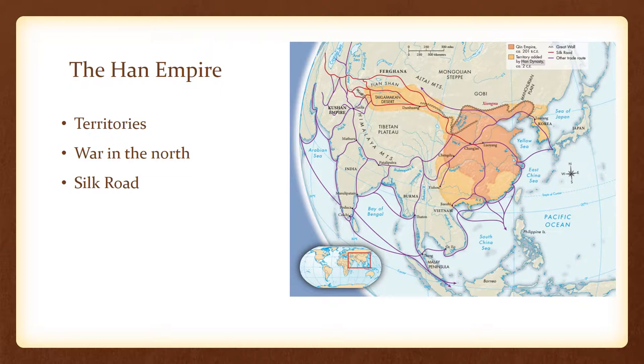The Han Dynasty asserted sovereignty in Korea in the east, to Central Asia in the west, and Vietnam in the south. There was war in the north against the Xiongnu territory, where Emperor Wu, also known as the Martial Emperor, sent in several armies of 100,000 to 300,000 troops.